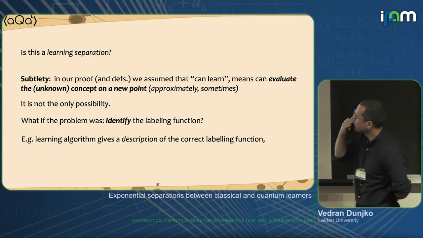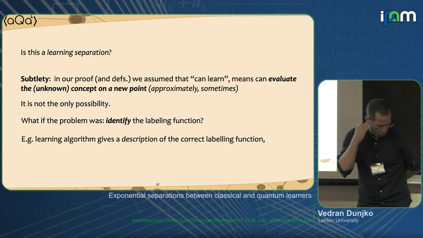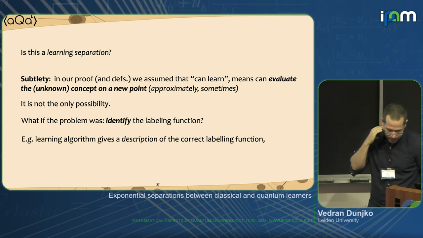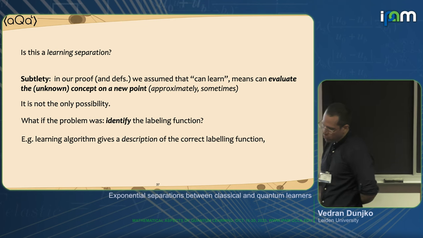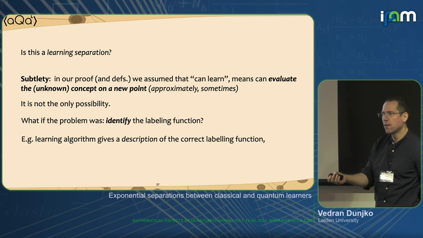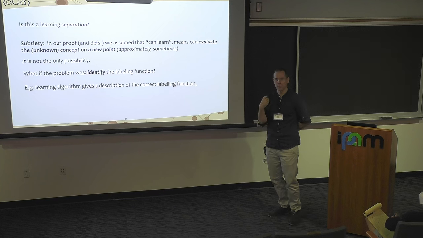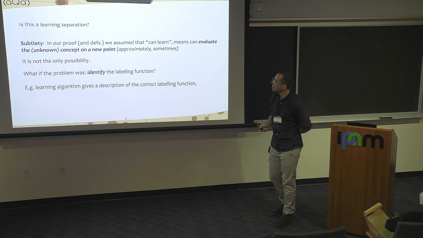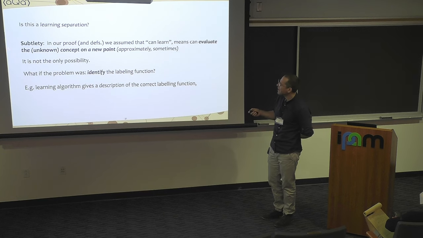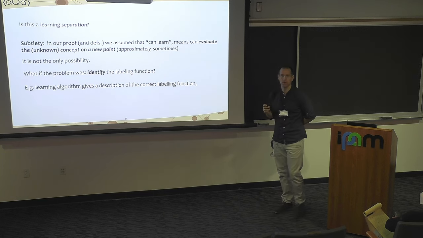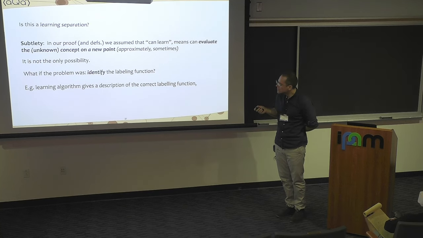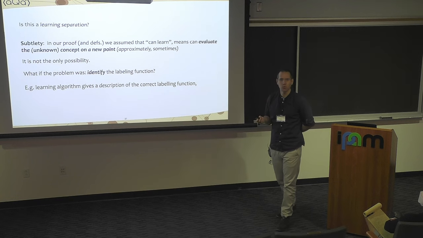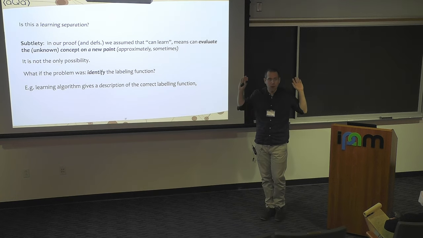So there's a little subtlety in our proof that I described, which I didn't specify in the definition of PAC learning. The proof goes that if I could learn the concept, then I could evaluate the discrete log because I can get the label out, right? Which means that I'm implicitly deciding that 'can learn' means that I can evaluate the concept on a new point. I didn't emphasize this before, but this is really what I need for the proof to go through. But it's not the only possibility. What if my job was just to decide which concept it is without the power to evaluate it?